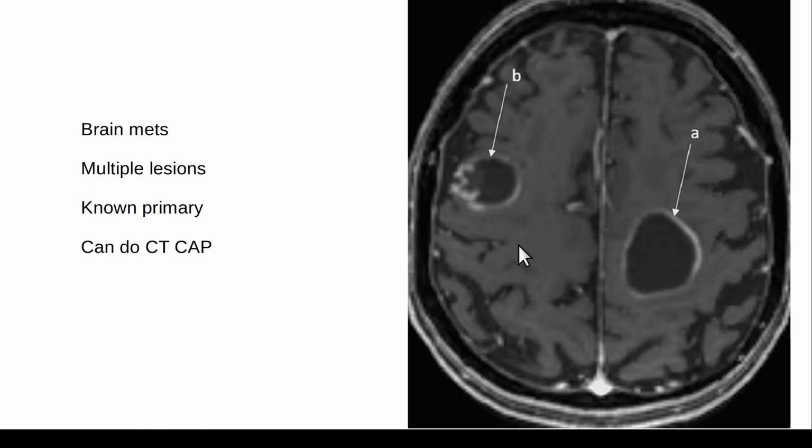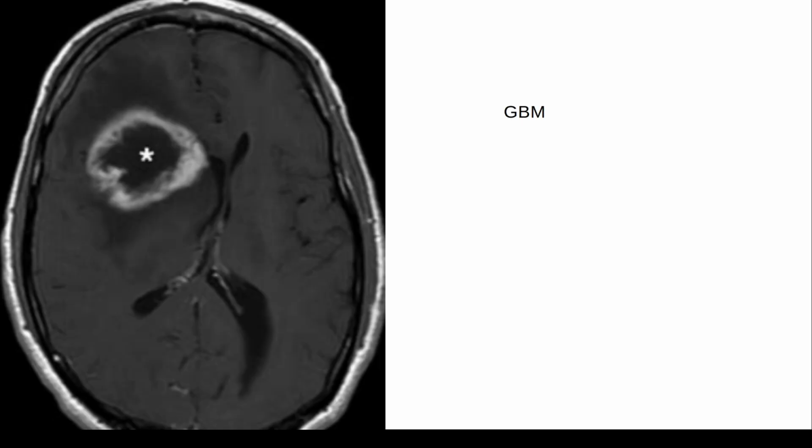So I'm pretty aware of them. But anyways, multiple simultaneous lesions, it's usually going to be brain metastases. Now here is a single lesion with a thick irregular wall, and that's a very characteristic appearance for a GBM, glioblastoma multiforme. Glioma means primary brain tumor. So that's what they look like.